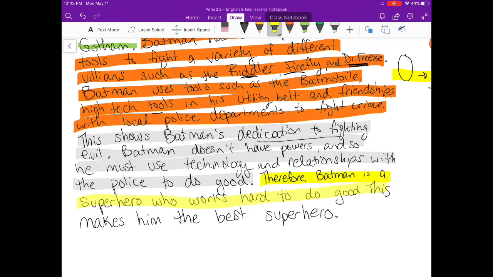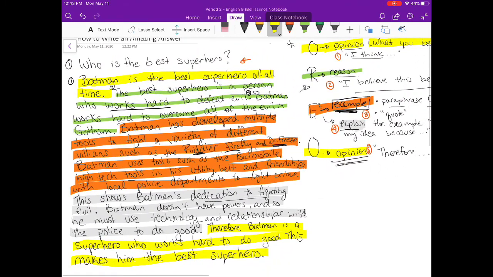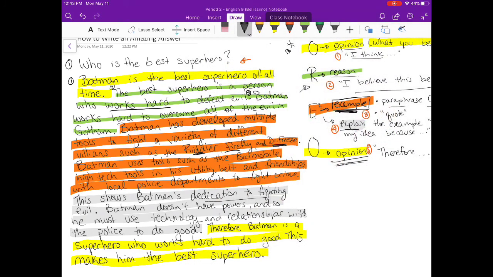Okay, and I know that I'm a little bit wordy. That's a little bit my style. I know I should work on making my answer a little bit shorter sometimes. But let's take a look at what we have here. We start off with the opinion, at sentence number 1. Batman is the best superhero of all time. Then we move to our reason, which is number 2. The best superhero is a person who works hard to defeat evil. And then we explain a little bit more. Batman works hard to overcome all of the evil in Gotham. And then we go on to our example.